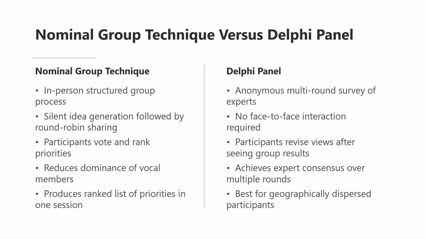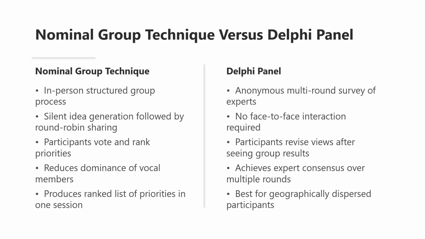The nominal group technique, often abbreviated as NGT, is a structured in-person group process. It typically involves 5 to 9 participants and follows a specific 4-step sequence. Step 1 is silent generation. Each participant individually writes down their ideas or responses to a question without any discussion. This ensures everyone contributes without being influenced by others. Step 2 is round-robin sharing. Each participant takes turns sharing one idea at a time, which the facilitator records on a visible chart or board. No discussion or evaluation occurs during this phase.